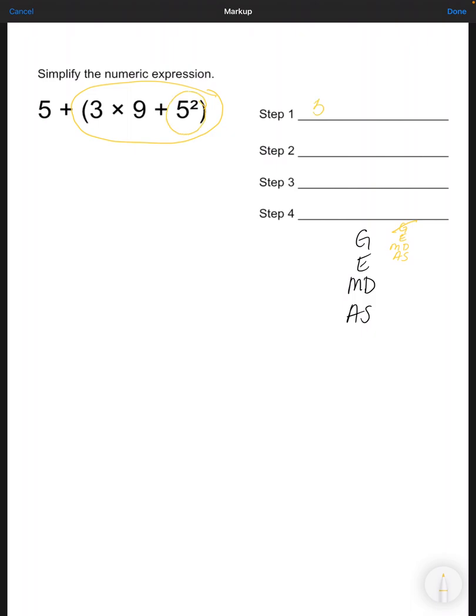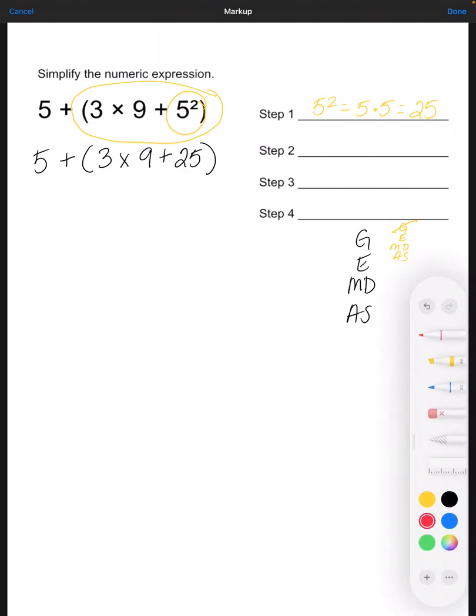So my first step is 5 squared, which is the same thing as 5 times 5, and that has a value of 25. So now I must rewrite this numeric expression as 5 plus, open parentheses for that grouping, 3 times 9 plus, and instead of 5 squared, I'm going to use an equivalent value of 25, and then close that grouping.